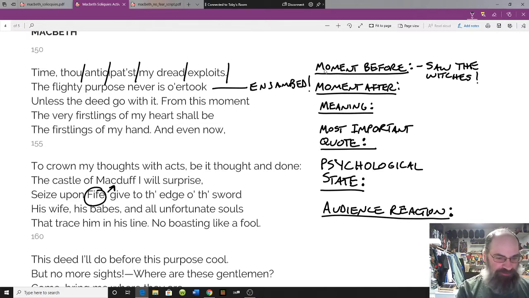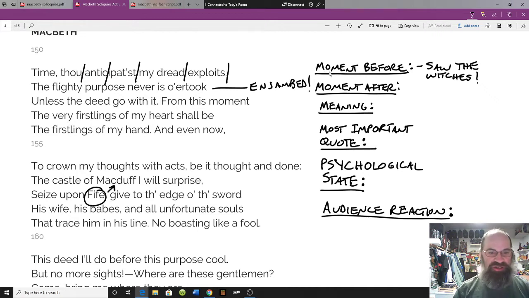Seize upon Fife, give to the edge of the sword his wife, his babes, and all unfortunate souls that trace him in his line. That's some pretty gangster stuff to be saying. No boasting like a fool. He's basically saying, I ain't playing anymore. I'm going to go after Macduff, I'm going to kill him, and I'm going to kill everybody in his castle.